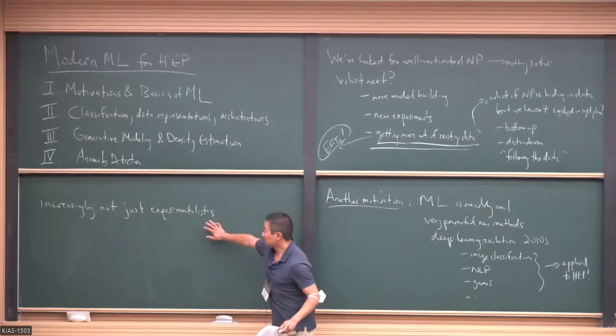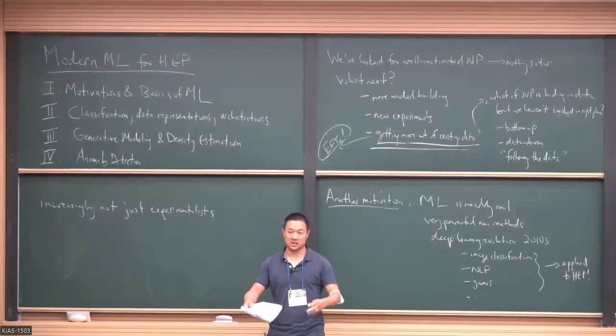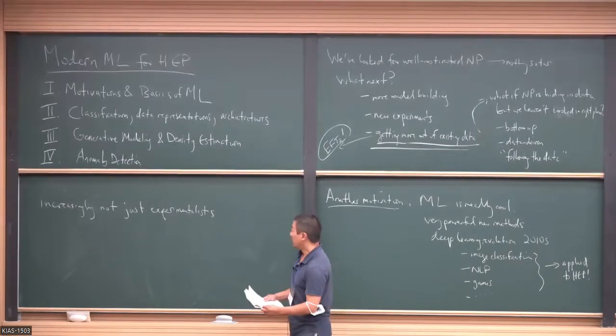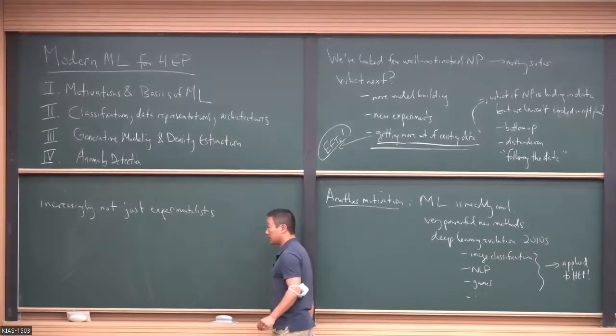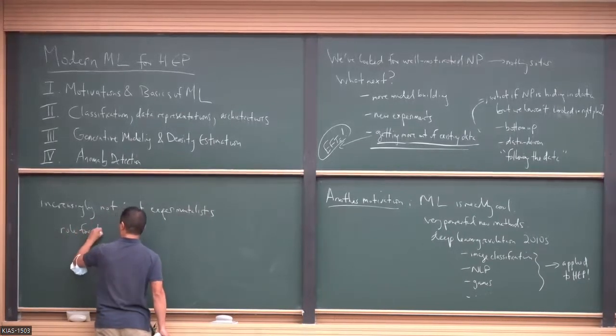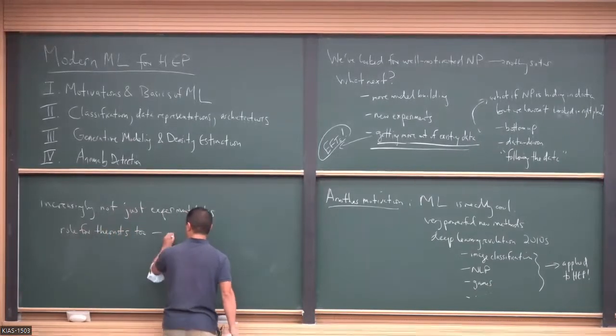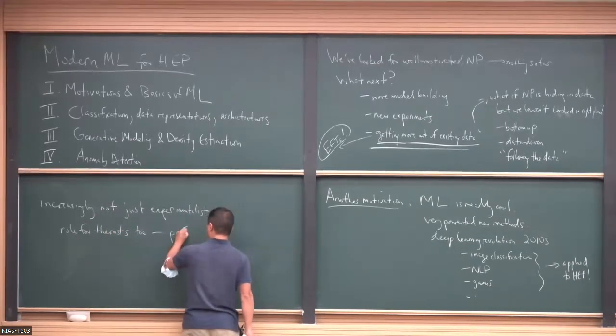So a question that sometimes we'll get is, why are you doing this? Isn't this what experimentalists do? But increasingly, it's not just experimentalists doing this. A role for theorists too, so we can do proof of concept.